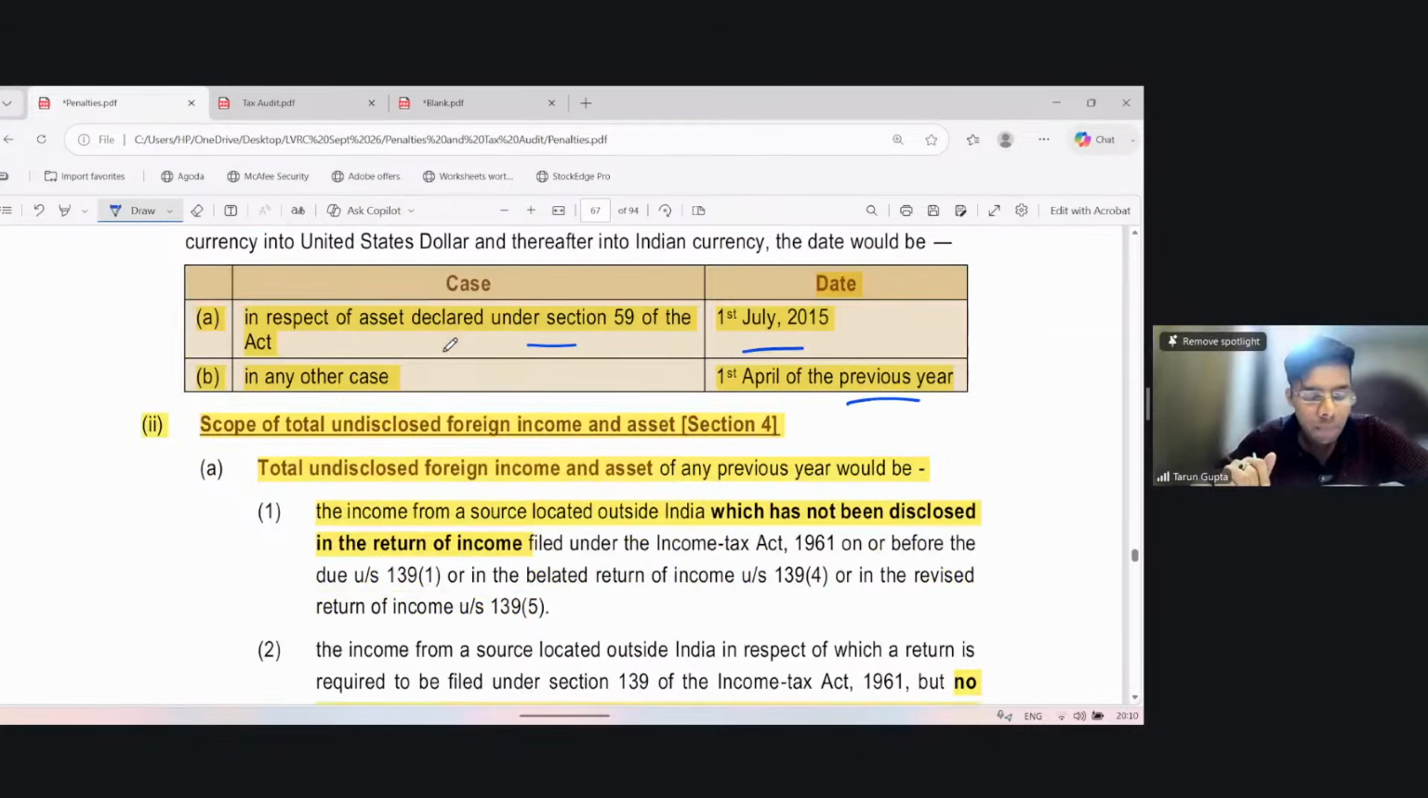Now, the scope of total undisclosed foreign income and asset. Total undisclosed foreign income and asset of any previous year would be the income from sources located outside India, which has not been disclosed in the return of income filed under the Income Tax Act on or before the due date of 139(1), or in the belated return or in the revised return. So, if there is any foreign income which has not been disclosed in the income tax return, original, revised, or belated as the case may be, then such income shall be treated as undisclosed foreign income.